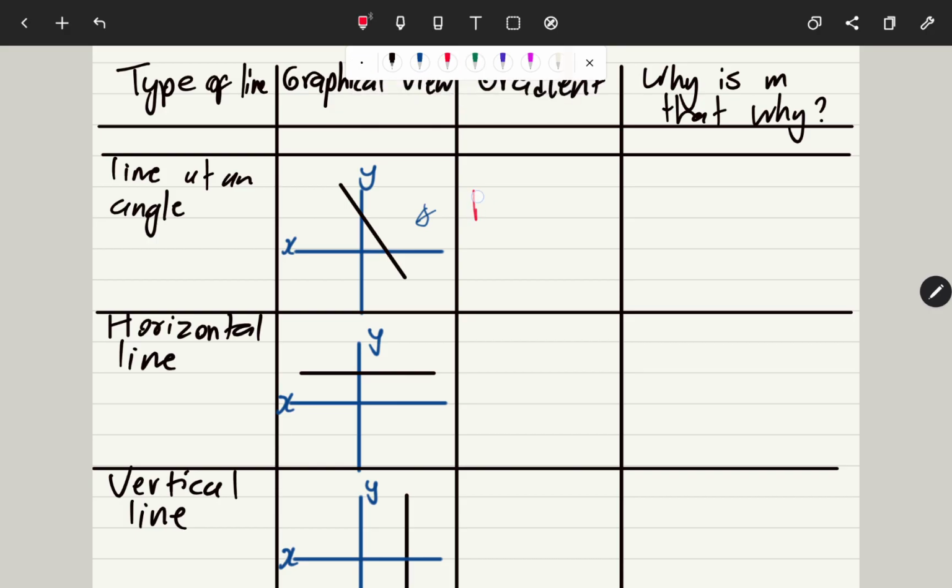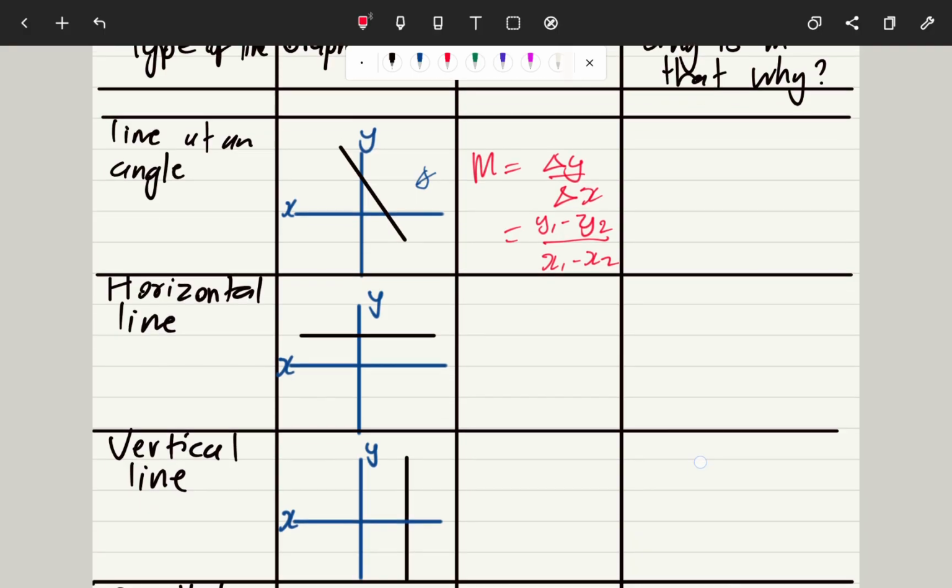Yeah, simply it's going to be changing y over changing x, which we said. I'll say y1 minus y2 divided by x1 minus x2. Yeah, it's going to be like that, only if your line is not parallel to your y-axis or your x-axis, right?